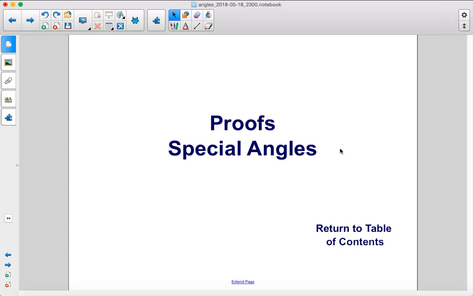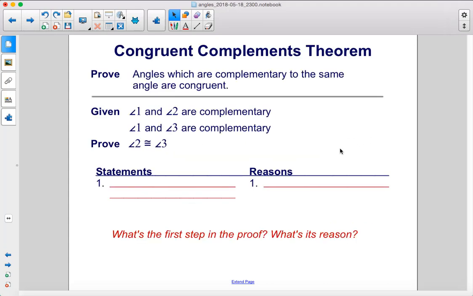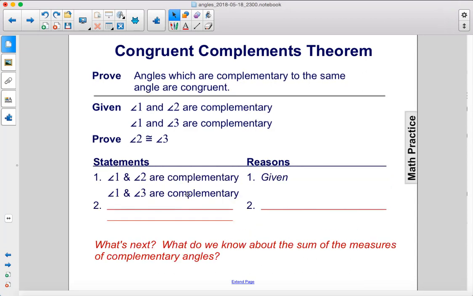Proofs, special angles. The congruent complements theorem: prove that angles which are complementary to the same angle are congruent. Given that angle 1 and angle 2 are complementary, and that angle 1 and angle 3 are complementary, prove that angle 2 is complementary to angle 3. What's the first step in the proof? What's its reason? Alright, our first statement is what's given. So we just take these statements, put them here, and the reason is given.